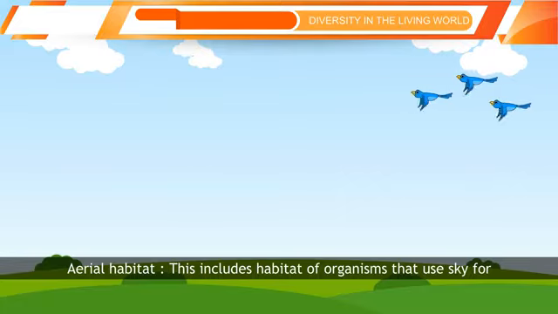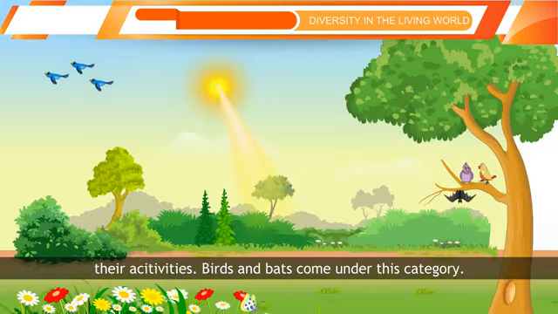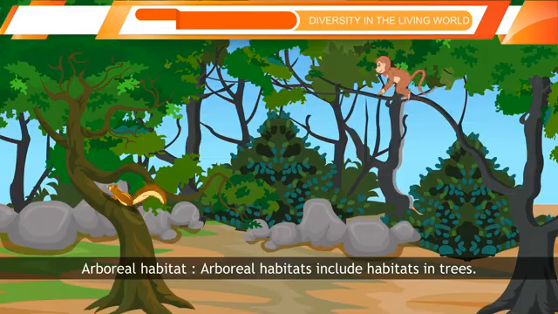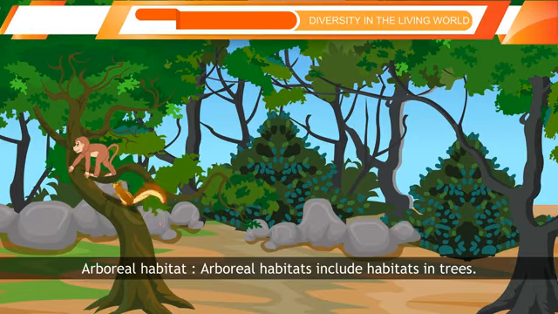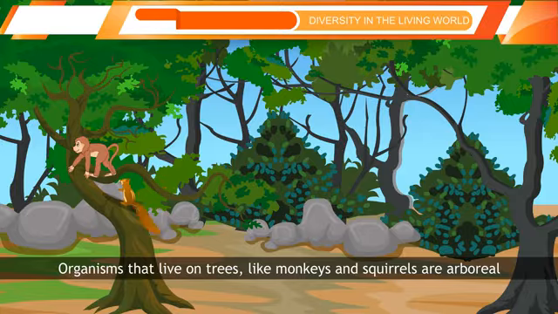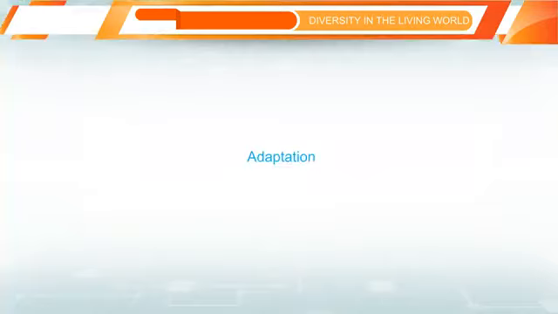Aerial habitat. This includes habitats of organisms that use the sky for their activities. Birds and bats come under this category. Arboreal habitat. Arboreal habitats include habitats in trees. Organisms that live on trees, like monkeys and squirrels, are arboreal organisms.